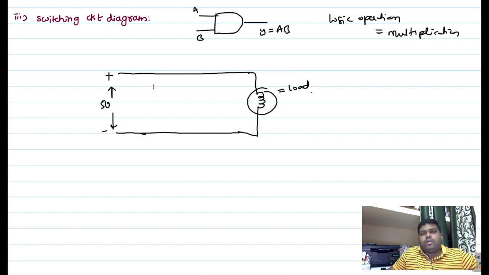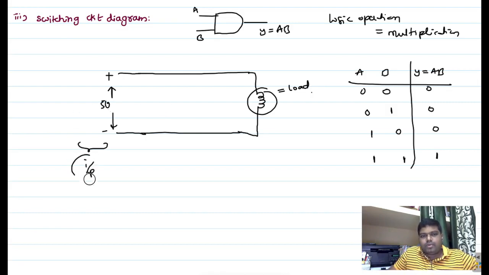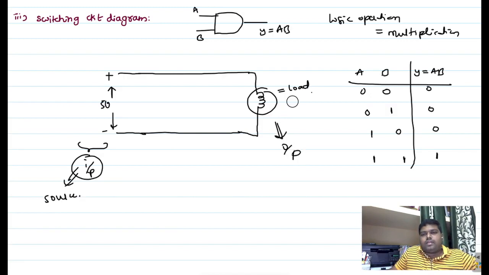So now, to implement this product, we already have a truth table. So A, B, and Y equals AB: 0 0, output will become 0; 0 1, output 0; 1 0, output 0; 1 1, output will become 1. Already this data we have, okay? So now if you apply A and B both 0, output will become 0. Here you observe A and B. In order to transmit the current from this input to output, this side is called input, otherwise also called the source, okay, and this is the output side, also called the load, right?